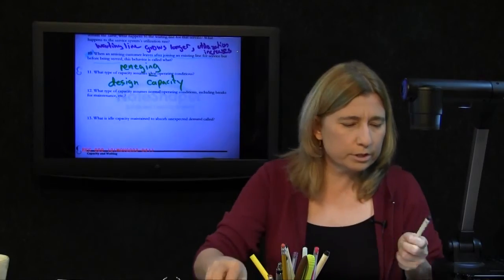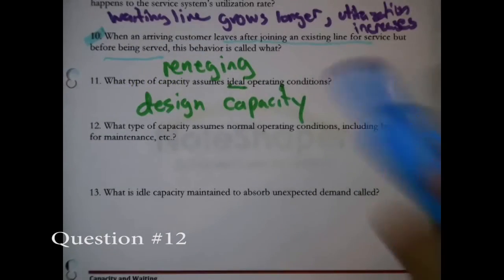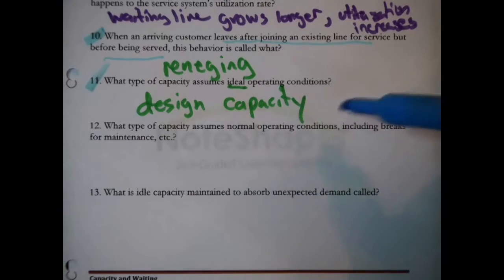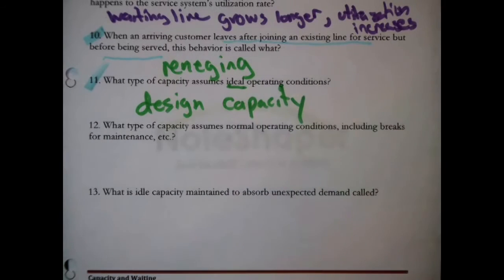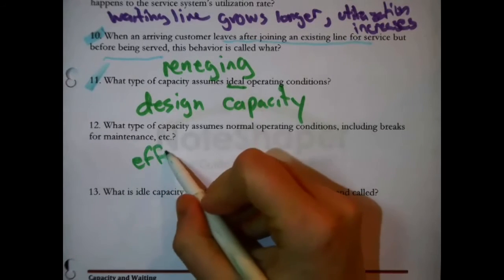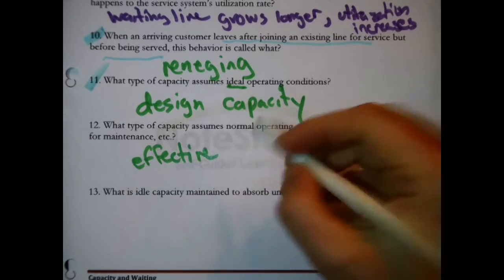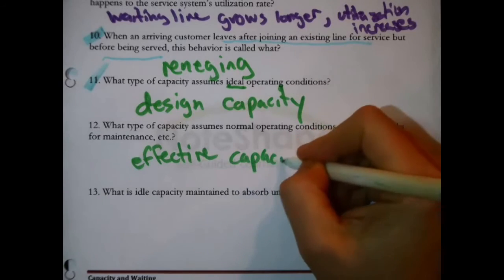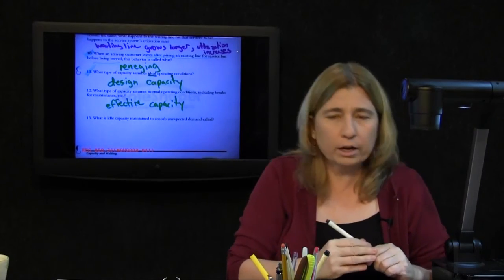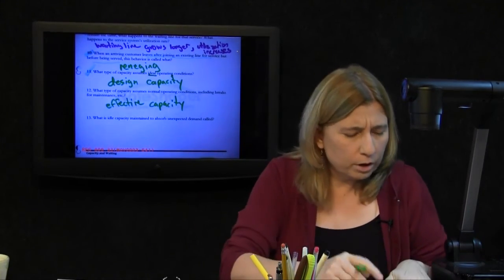All right, next question. What type of capacity assumes normal operating conditions, including breaks for maintenance, etc., what you can normally expect out of a system? This is the companion of design capacity known as effective capacity, which you can reasonably expect out of the system in any given day. Okay, now, next question.